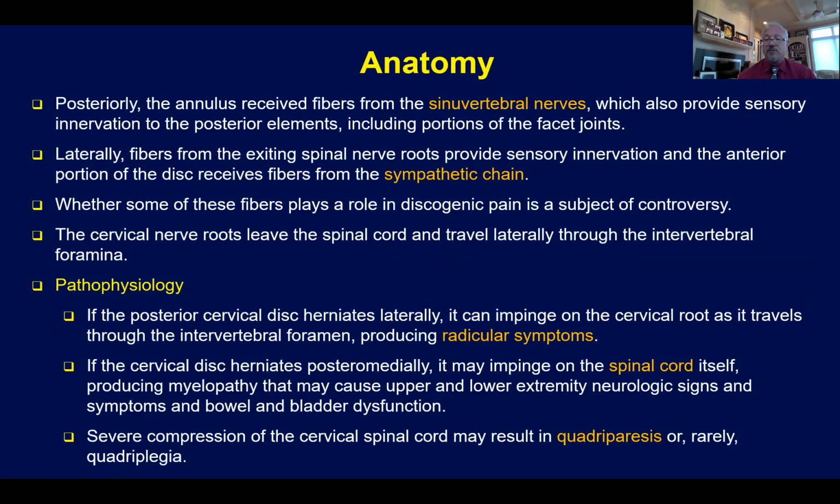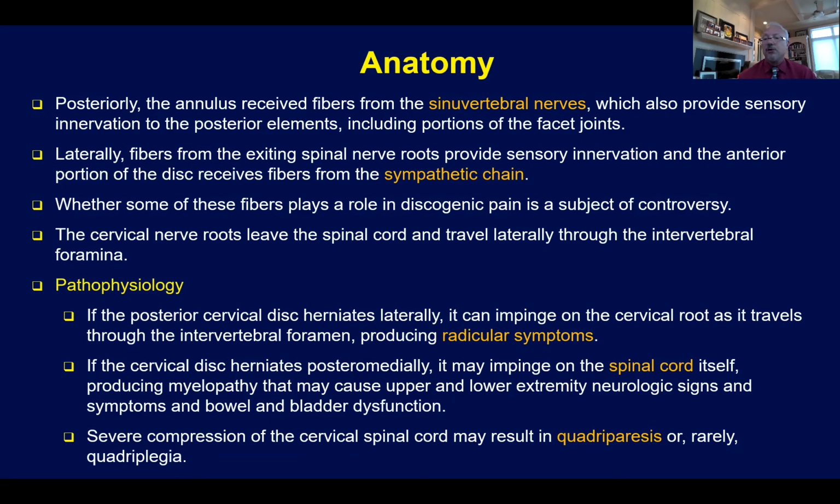The innervation of the disc, I said, has already been noted as multifold. Posteriorly, the annular fibers receive innervation from the sinuvertebral nerve. Anteriorly, we have the sympathetic chain, and laterally, we have the exiting spinal nerve roots themselves, which provide sensory innervation to the disc. So, three major sources of innervation.